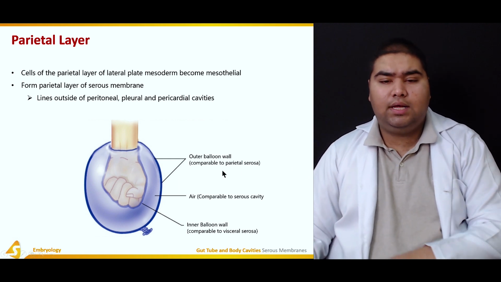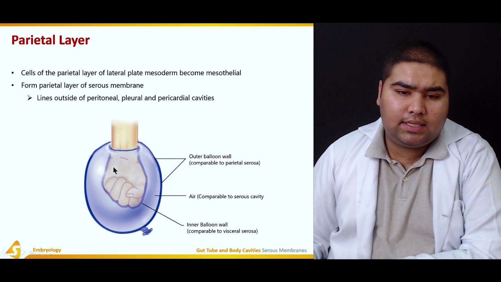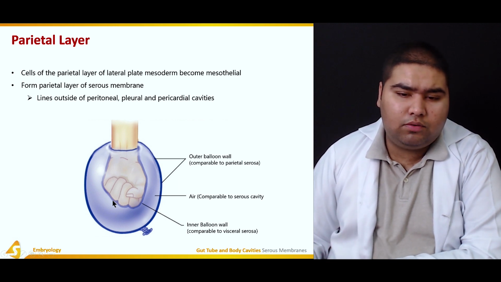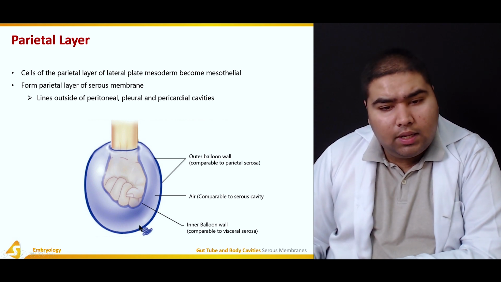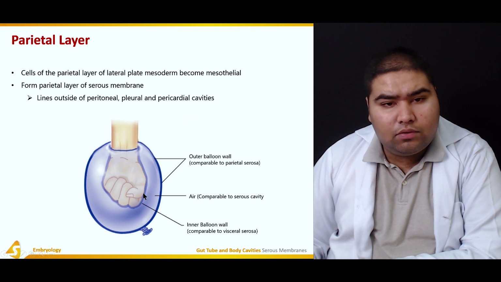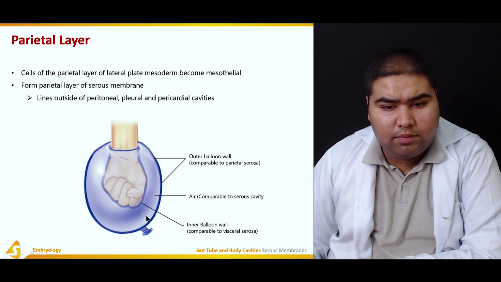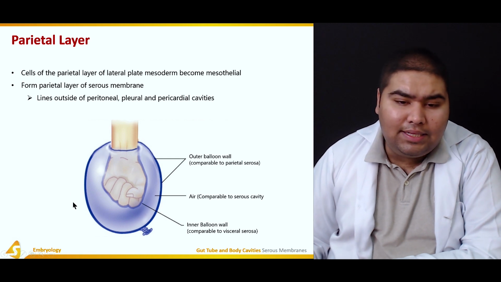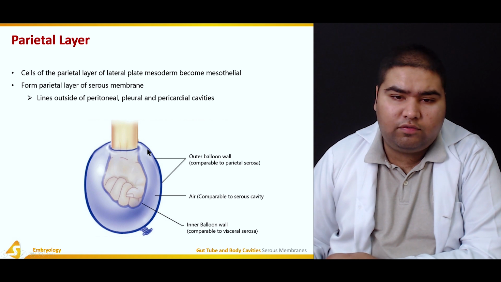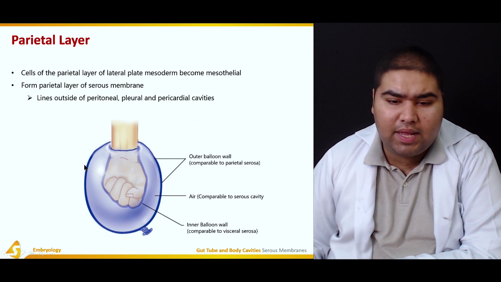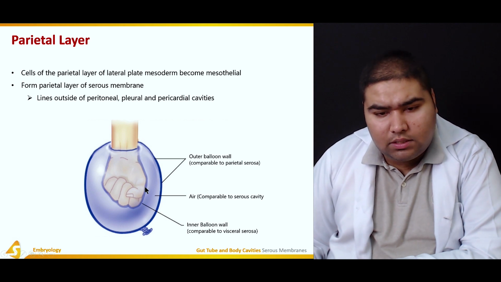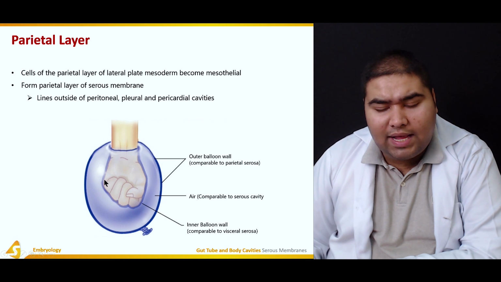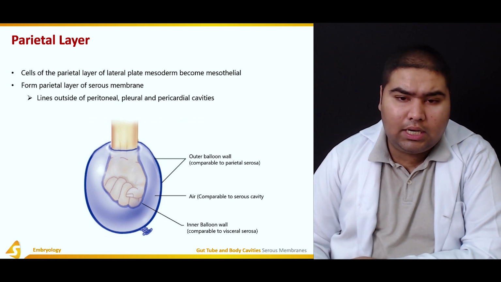In this figure, you can clearly see somebody pushing a fist into a balloon, and the balloon has not ruptured. The outer wall of the balloon is the parietal serosa, or the parietal layer of the serous membranes. This layer lines the outer wall of the peritoneal, pleural, and pericardial cavities. The layer that is adjacent to the fist is known as the visceral layer, which will be taken up in detail in a little while.